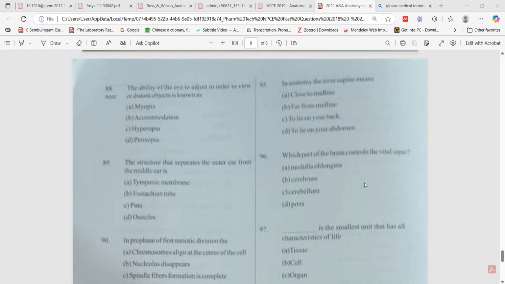89. The structure that separates the outer ear from the middle ear is... Pretty straightforward.